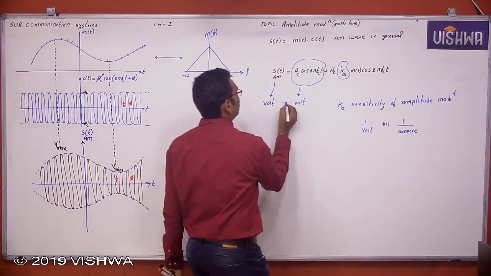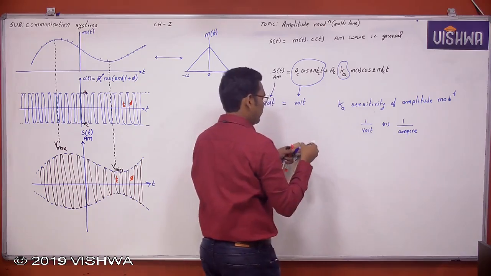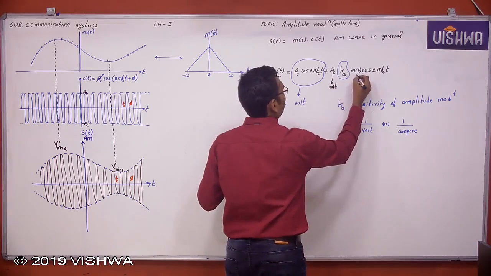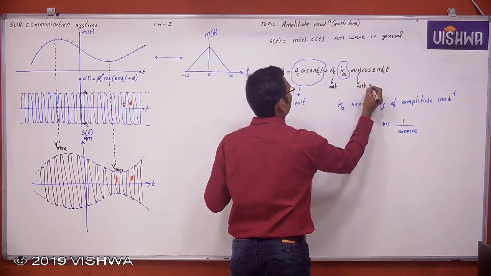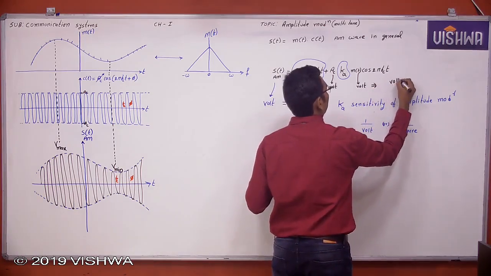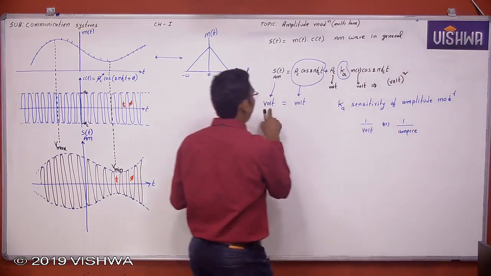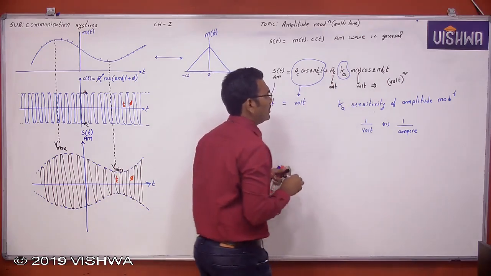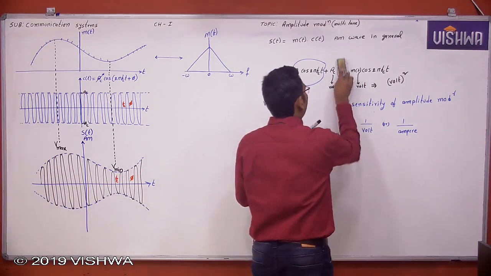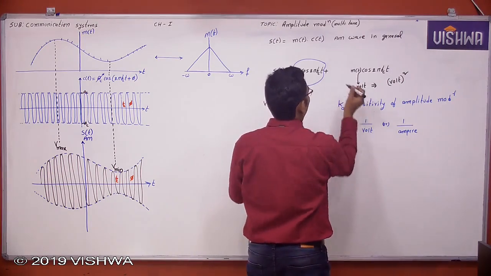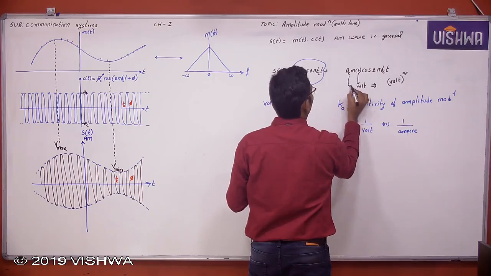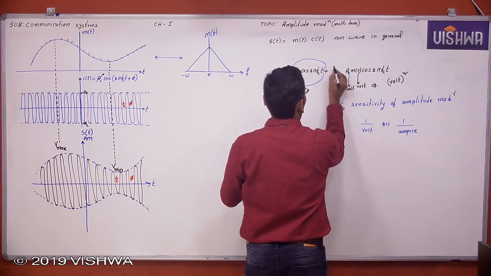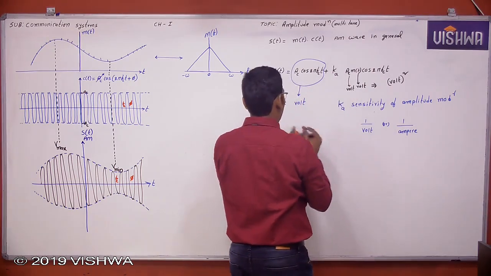Now this is volts, but what is A_C? This is volts. Now what is m of t? This is also volts, which results in volt square. So everywhere the units are volts. The signal is a voltage variation. That's why now this K_a, with volt square, is the sensitivity of the amplitude modulator.